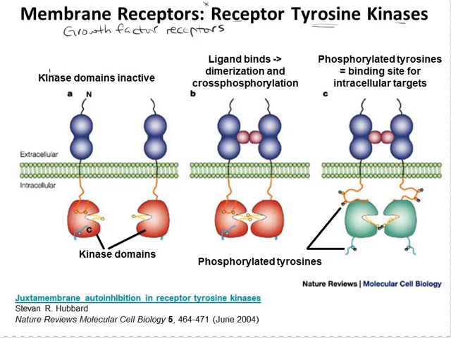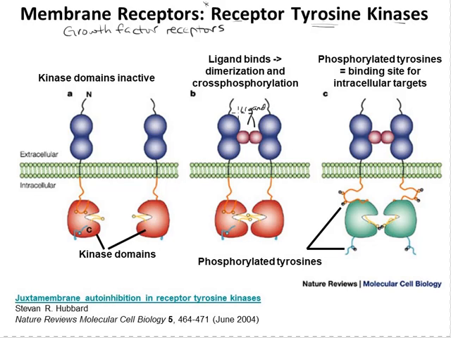Receptor tyrosine kinases have a characteristic activation process that is initiated by ligand binding to their extracellular domain. The first thing to know is that these receptors often require a partner to achieve full activation. When ligand binds to both individual kinase receptors, they associate with one another, forming a dimer.